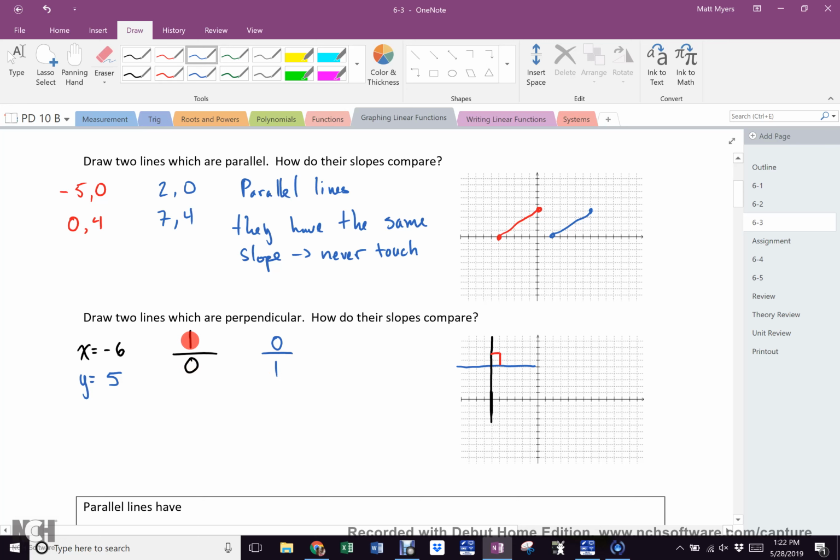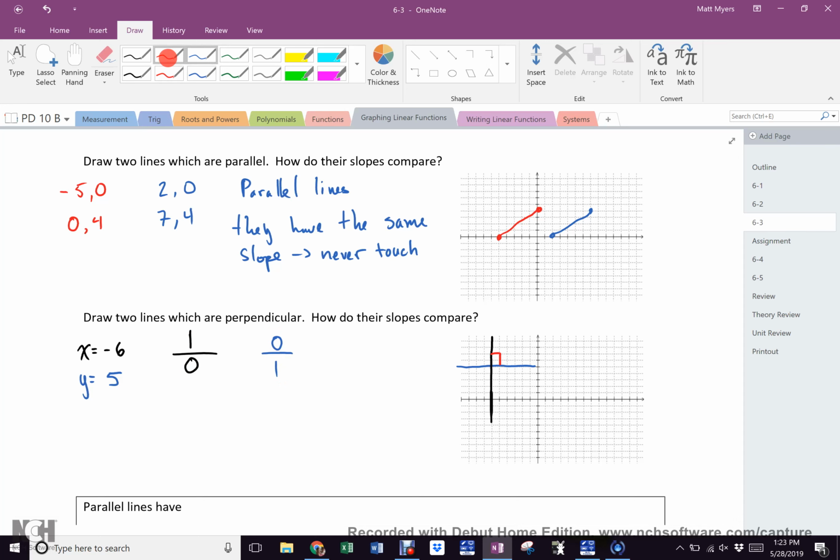What do you notice? 1 over 0, 0 over 1. They are reciprocals of each other, yes? Everybody cool? Now, if it happens once in math, how often does it happen? Every time. So, if I have perpendicular lines, they must have reciprocal slopes, yes?